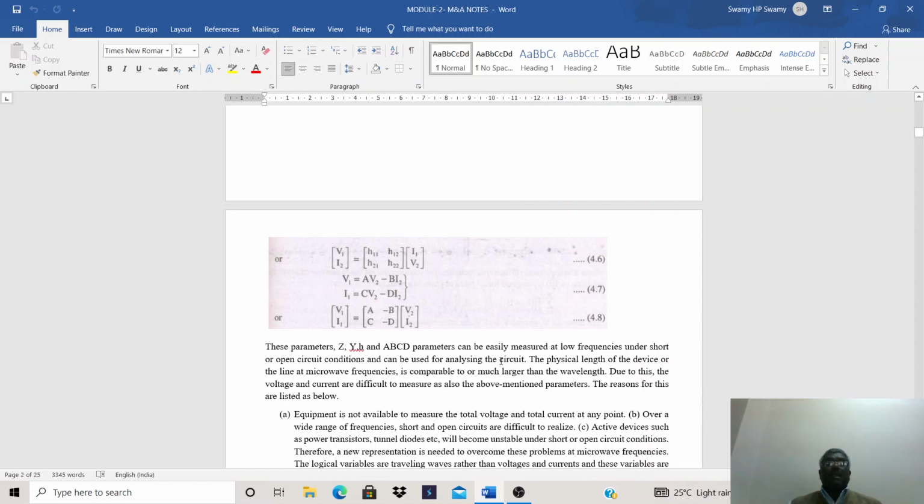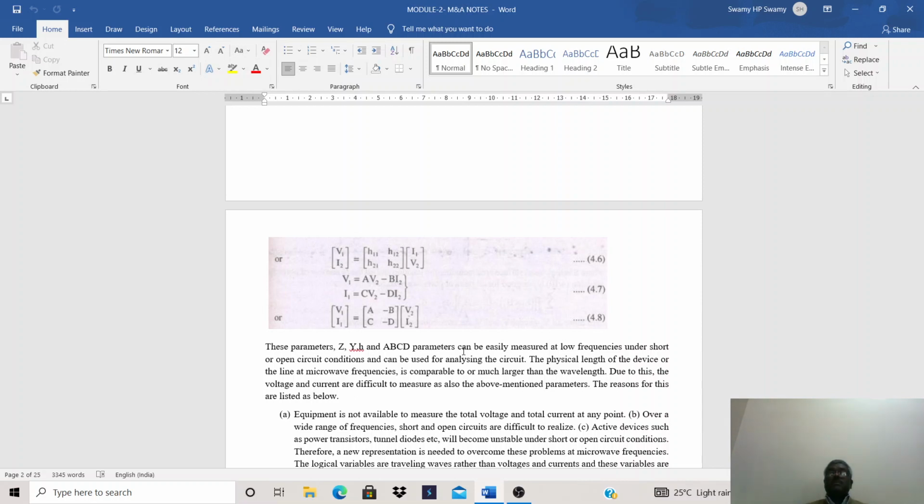So these parameters Z, Y, H and ABCD can be easily measured at low frequencies under short or open circuit conditions. What are these parameters for which you are going to use the low frequency two-port network analysis? These parameters are the Z parameter, Y the admittance parameter, H parameter, and ABCD parameters.